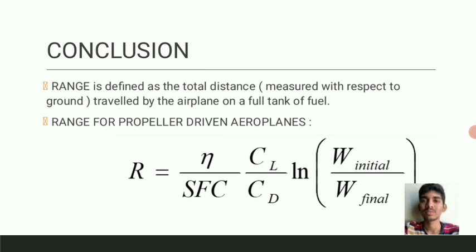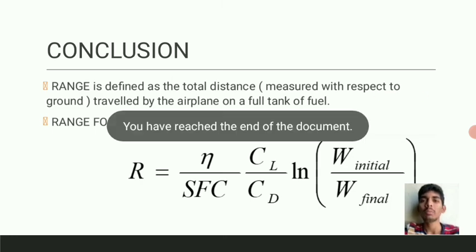If the propeller efficiency of a propeller driven engine is increased, then we can indirectly increase the range. To get the maximum range, if we reduce the specific fuel consumption, then we can get the maximum range. And as you know, if we have a large C_L by C_D ratio, then we can achieve the largest range. That's it. Thank you.